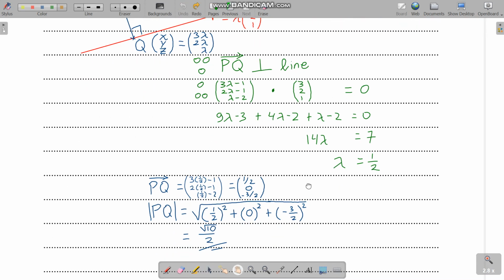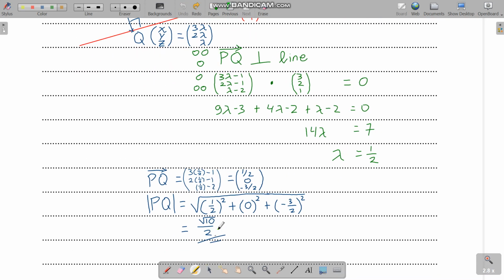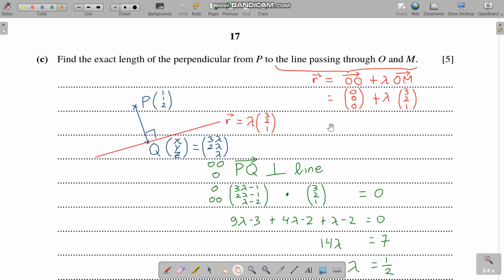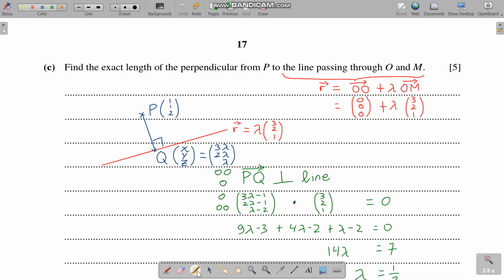And now you find the magnitude, so square root of each component squared, add everything and take the square root, we get the perpendicular length from P to the line, or this is basically the shortest distance from the point to the line.